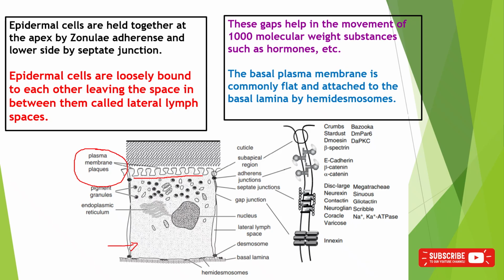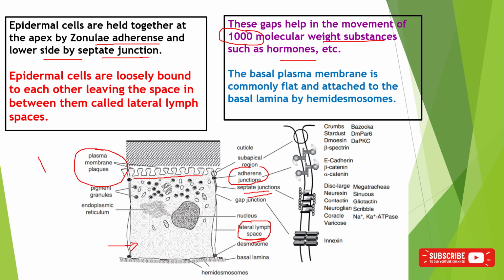The series of epidermal cells are mainly held together at the apex by zonula adherens and on the lower side by septate junctions. Here you can see the adherens junctions and the septate junctions. The epidermal cells are loosely bound to each other, leaving a space in between the different epidermal cells, and that space is called the lateral limb space. This gap mainly helps in the movement of substances of up to 1,000 molecular weight, like hormones.